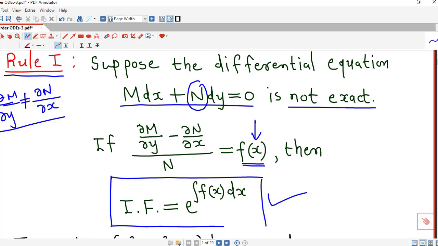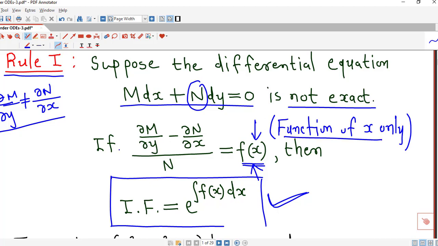If del M by del y minus del N by del x over N equals f(x), here we have a function of x only. It can be a constant also, because a constant can be considered as a function of x. So if this quantity is a function of x, then the integrating factor is given by this formula. So if you obtain a function of x, then use this formula to find the integrating factor. If you are not getting a function of x only, then this rule will not work and we have to think of another rule.